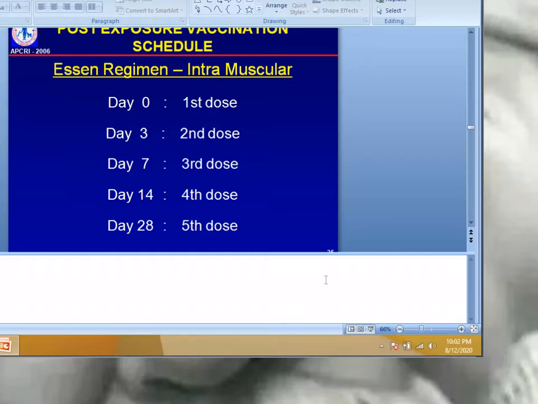Recently, in the cell culture vaccine, the regimen is intramuscular injection on day 0 (first dose), third day, seventh day, 14th day, and 28th day. Day 0 does not mean the day of the rabid dog bite. It is the day of giving the first vaccination. That is the 5-dose regimen: 0, 3, 7, 14, and 28.